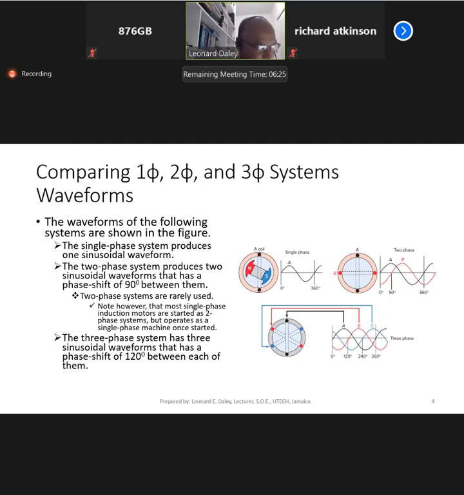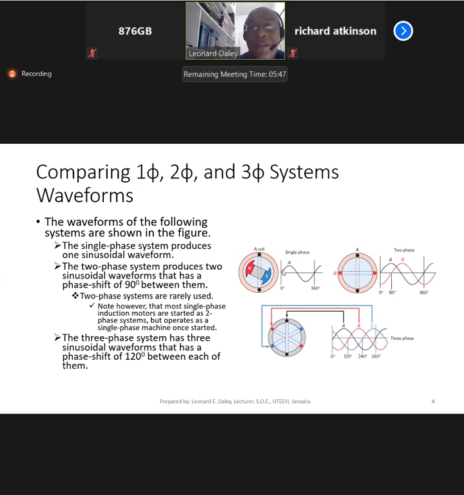Again, I apologize. When it kicks you out, just come back in. All right. So there are not only three-phase systems, but there are single phase and two-phase systems. The more common ones are the three-phase and the single phase system, but you also have, maybe a relic of the past, two-phase systems. So this slide here is comparing single phase, two-phase, and three-phase.